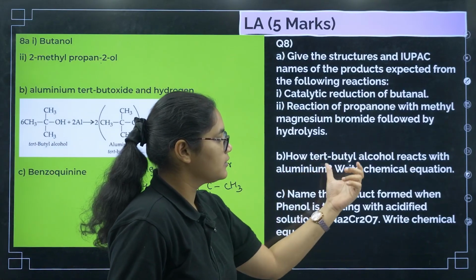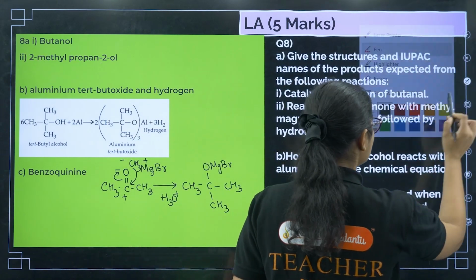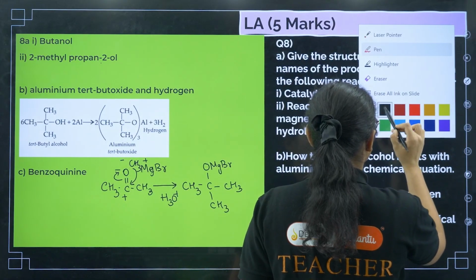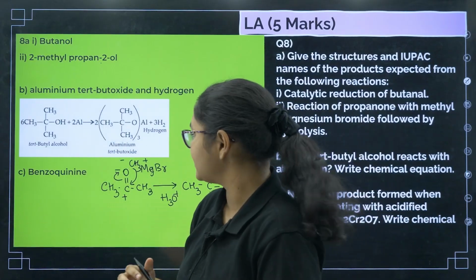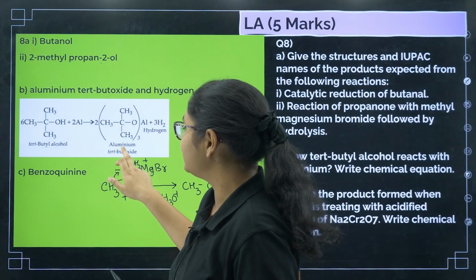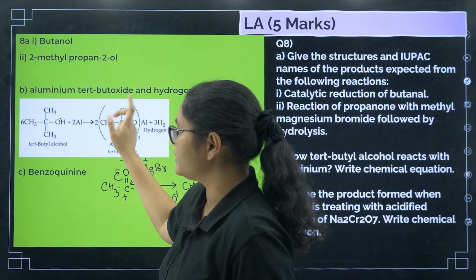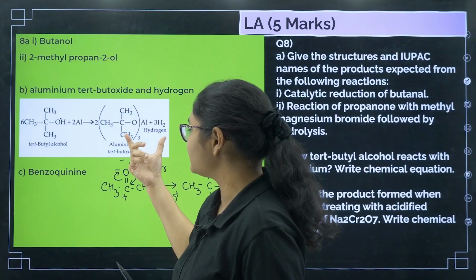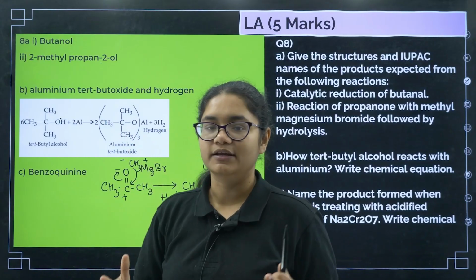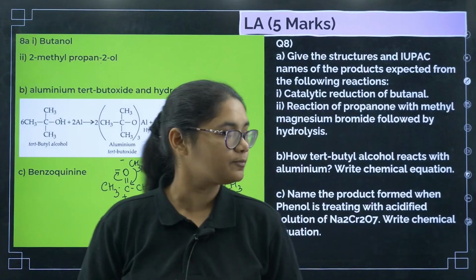Next, how does tert butyl alcohol react with aluminium? Okay, so we know that alcohols can react with metals, right? So you can see it forms aluminium tert butoxide. So what will happen here? OH will be released, aluminium will be replaced here. So you will get a complex, not a complex, but a salt like this, aluminium tert butoxide. Okay, and you will get hydrogen gas produced.